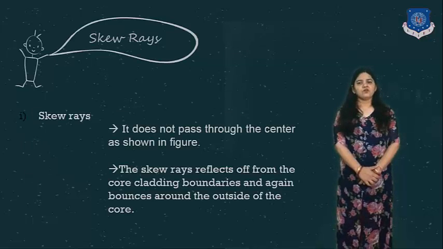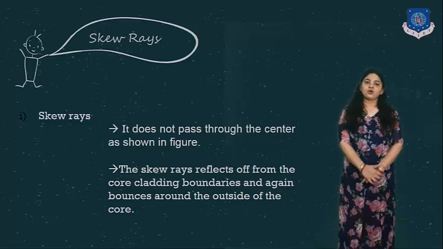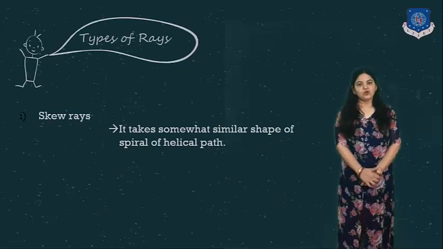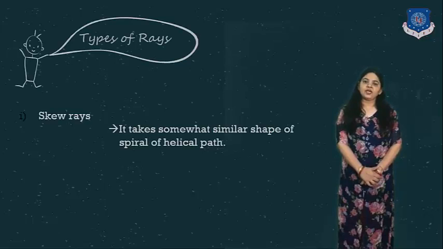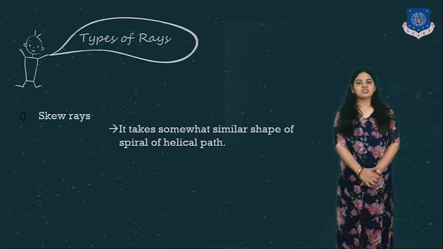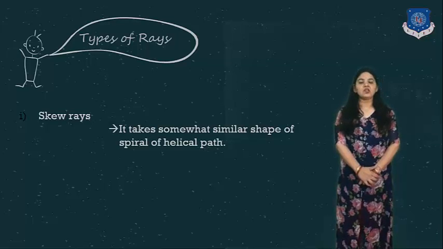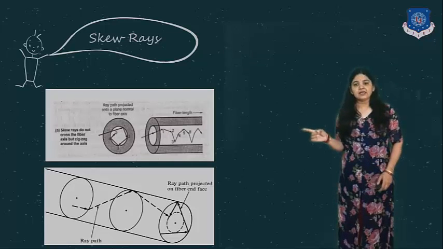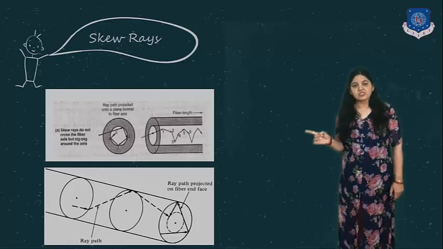First of all, what are skew rays? Skew rays cannot pass through the center. They reflect off the core-cladding boundaries and again bounce around the outside of the core. Skew rays can also follow a spiral or helical path. So here in the diagram you can see the skew rays.